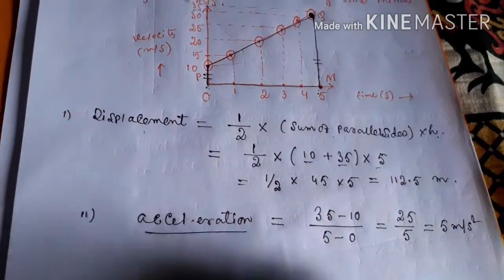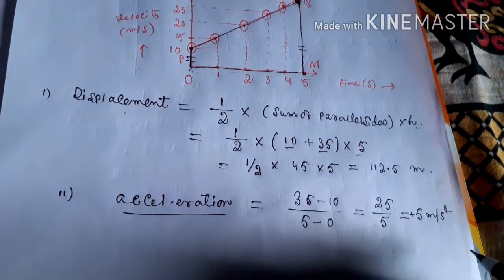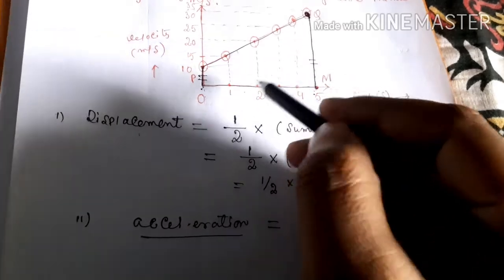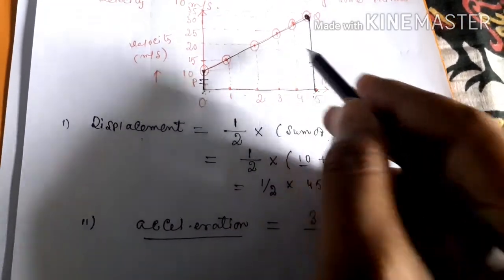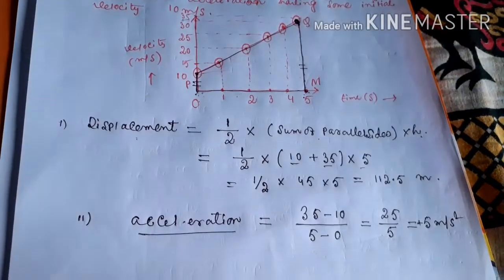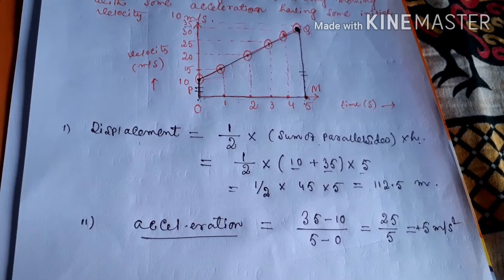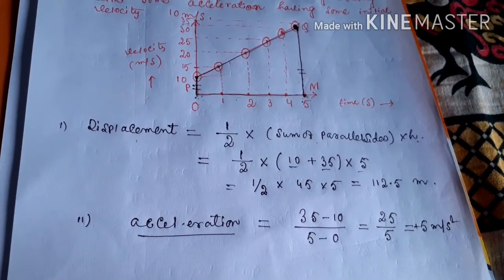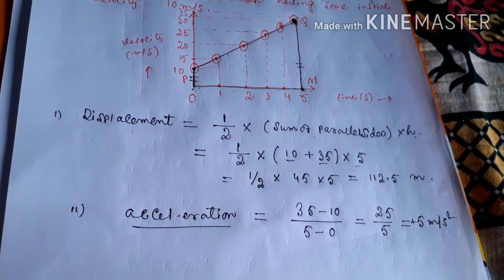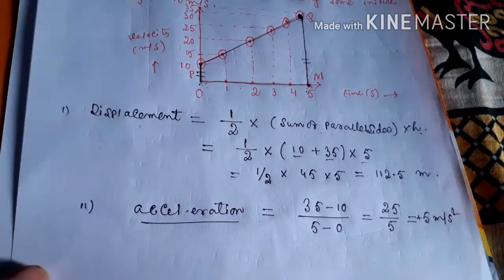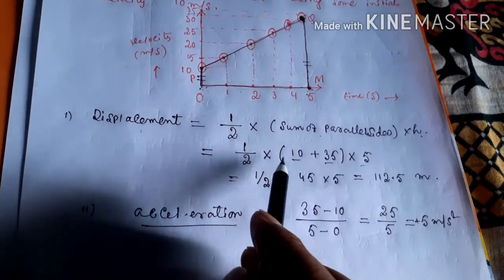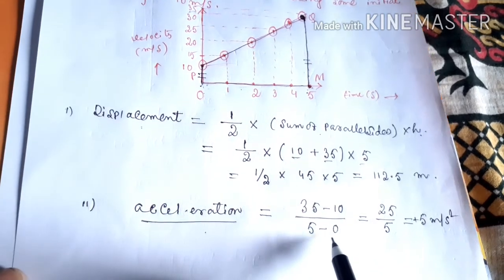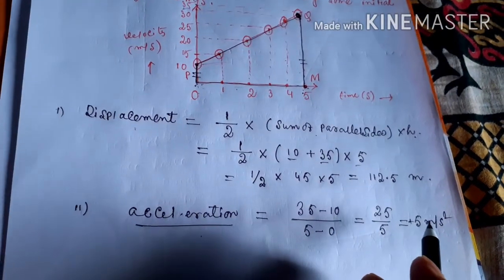Okay, this one is coming in positive, because these all are in the positive axis, that means above the time axis. So in this way you can calculate the applications of that one. So many applications are there in your book, so you try that one. You can easily solve this one. So when you calculate the displacement, find out the area. When you calculate the acceleration, just find out the change in velocity divided by the change in time. Okay, so thank you.